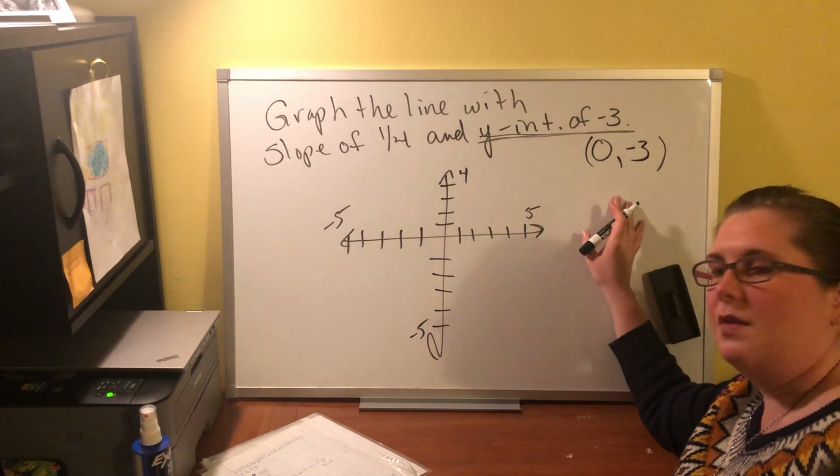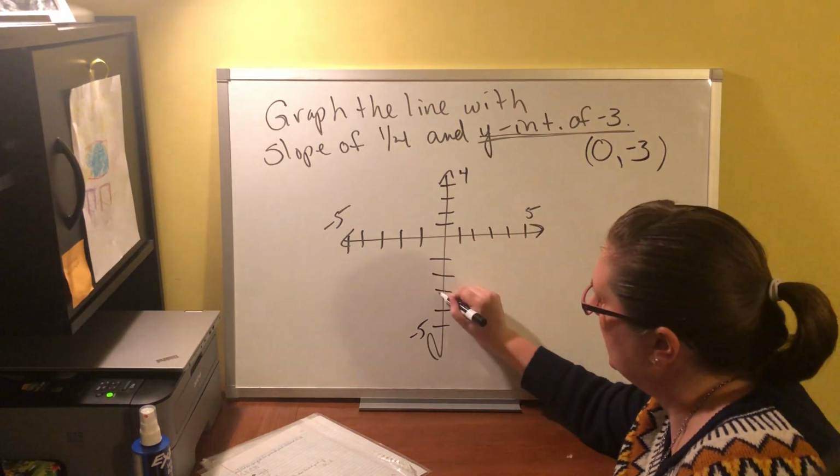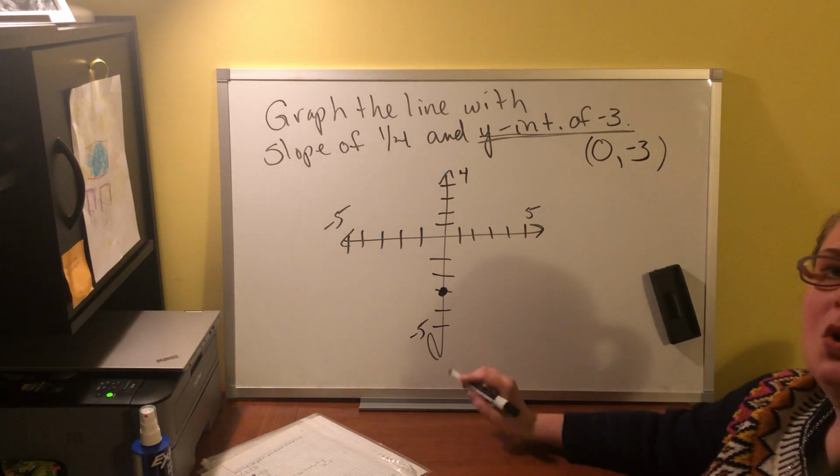So we're going to go ahead and graph 0, -3. So 0 is telling you go right and left nowhere, and go down 3. So here is 0, -3, our y-intercept.